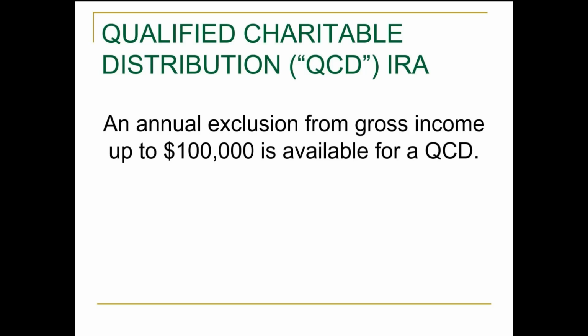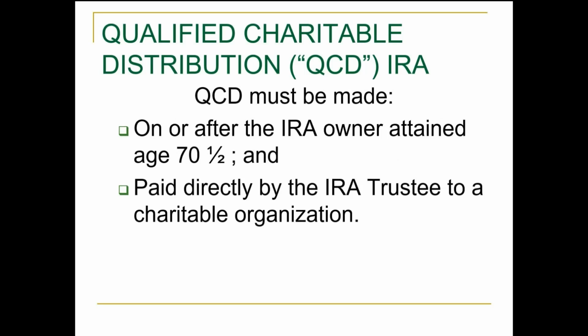Well, what the QCD is saying and allowing is that instead of me receiving up to $100,000 from my retirement accounts, I can take that $100,000 and have it paid directly to a charitable organization. And then two things happen. I receive a charitable deduction, but also that $100,000 I do not recognize as part of my taxable income.